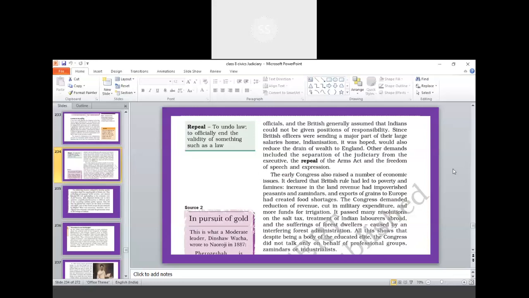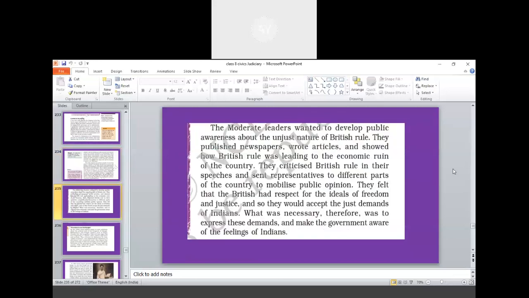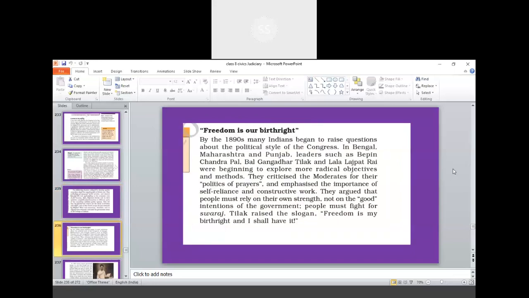Clear? Yes, sir. Now you know very well the moderates wanted to improve Indians with the help of the British. The idea of the moderates was not liked by a group of leaders popularly known as Lal Bal Pal. Can you tell me who those Lal Bal Pal are?